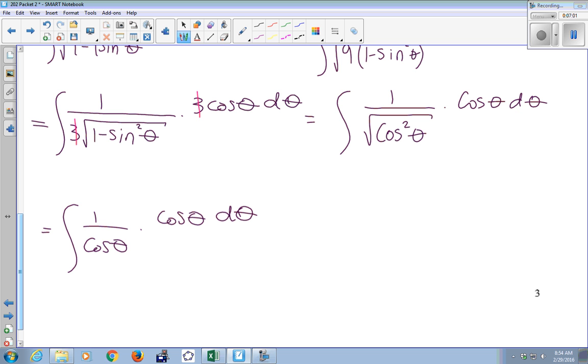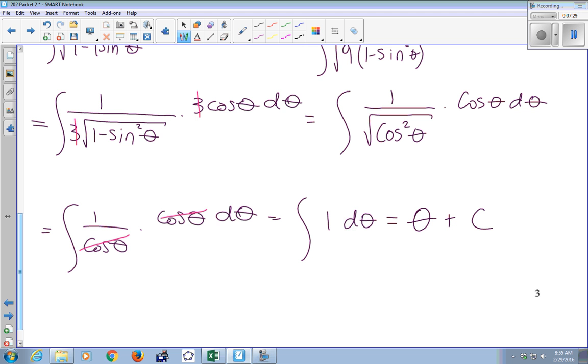I have another nice cancellation here. Cosine thetas cancel. So this just becomes the integral of 1 d theta. What is the antiderivative of 1, when my variable is theta? Theta, yeah, I heard an x. Okay, so it's theta plus c. So it turned into something easy to take an integral of.